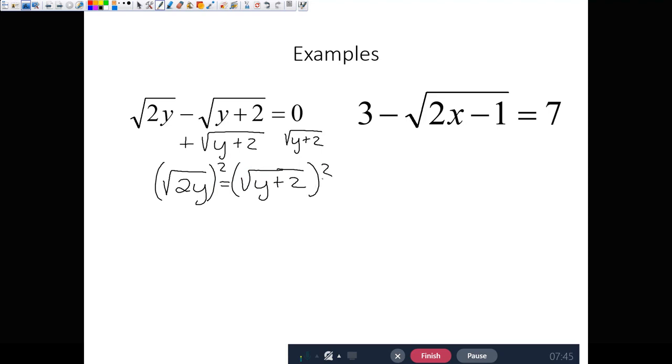So the square root and the square cancel each other out. So this is going to leave me with 2y. And this is going to leave me with y plus 2. I'm going to subtract y. So y is going to equal 2.